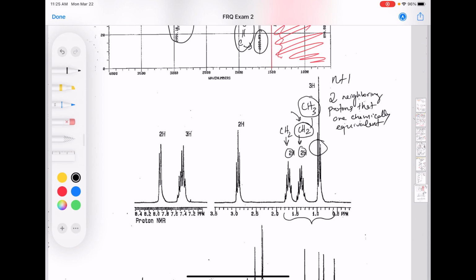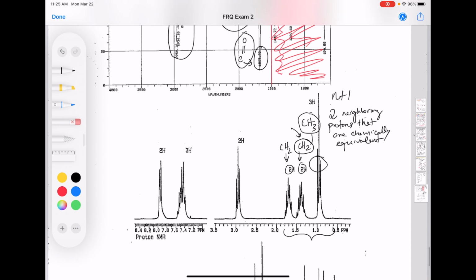And the question is, well, where does the splitting for this come from, right? Because we see there's a lot of peaks here, and it can't just come from having a neighboring CH2 group. So it turns out that we need to also consider what is to the left of this alkyl chain.